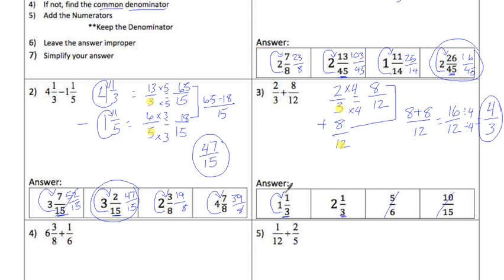Turn the mixed numbers improper. 3 times 1 is 3, plus 1 more gives me 4 over 3. 3 times 2 is 6, plus 1 gives me 7 over 3. So the only one that's the answer is that first one.